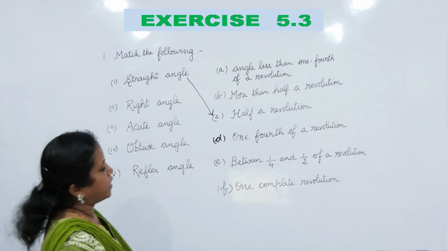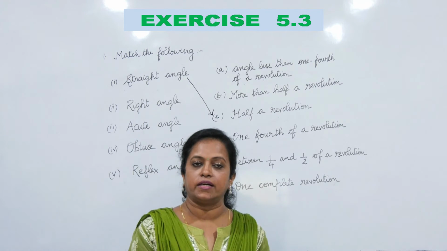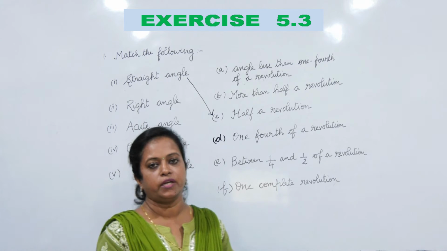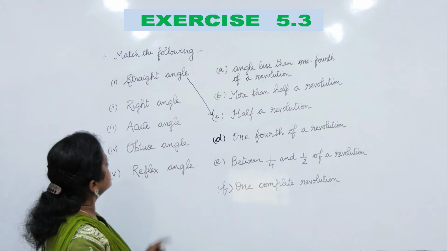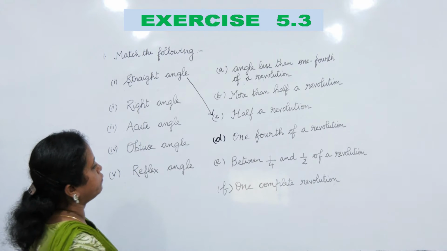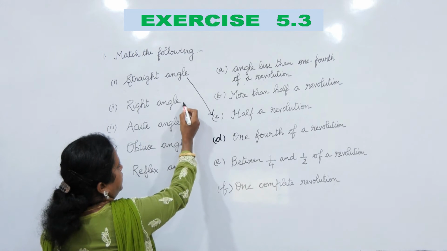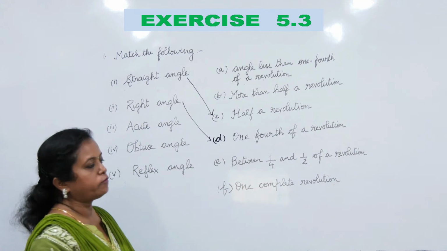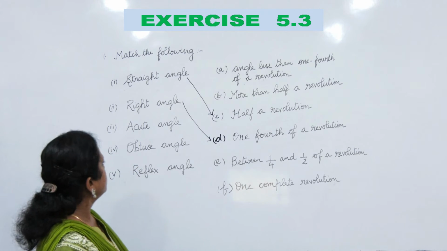Now the second one, right angle. In the right angle we learned that when the hands of the clock make 1/4 of a revolution, it makes a right angle. So where do you have 1/4 of a revolution? That is option number D. Right angle will match to 1/4 of a revolution.